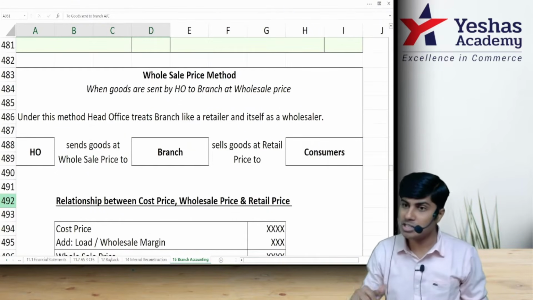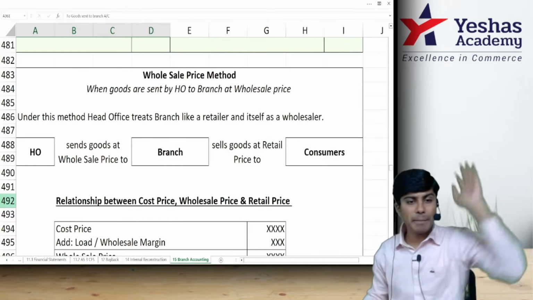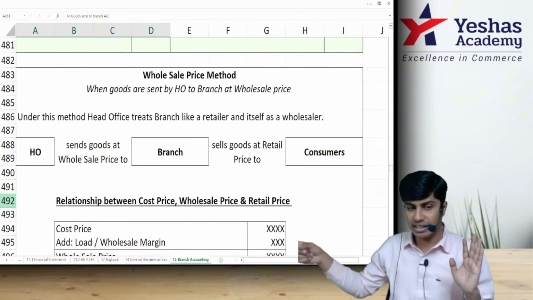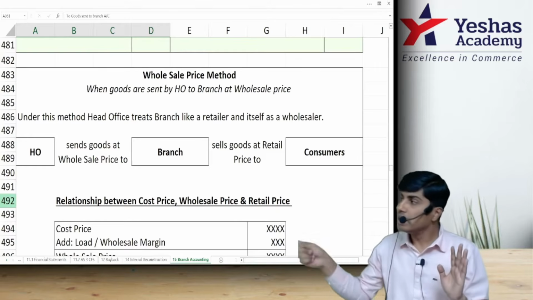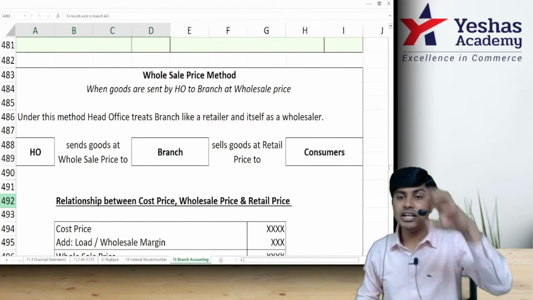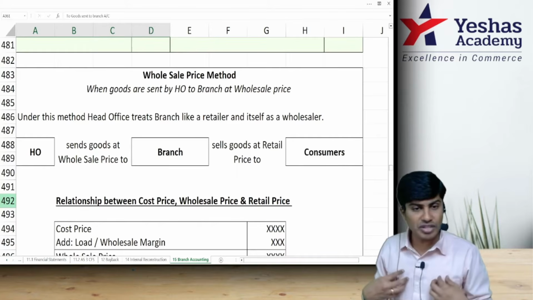But under the wholesale price method, it is different. Head office will tell my cost is 100. If any other retailer comes, I'll sell it to him at 130. He will sell it to the customer at 150. It will treat the branch as a retailer and head office as a wholesaler.